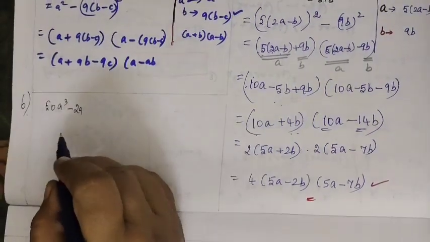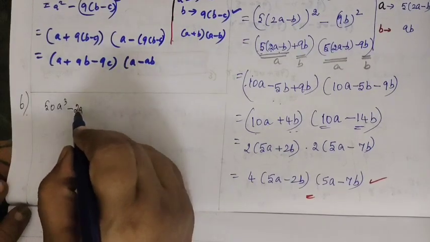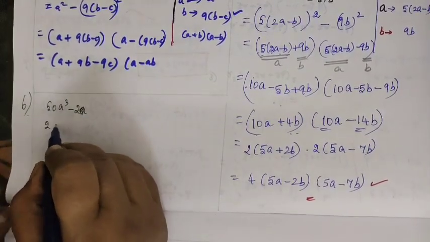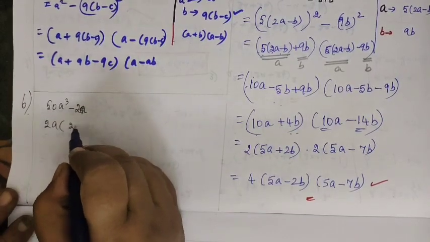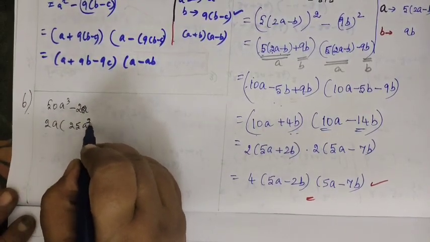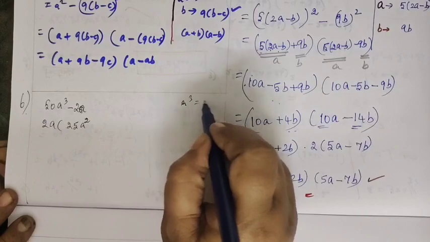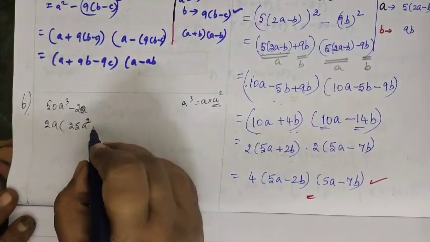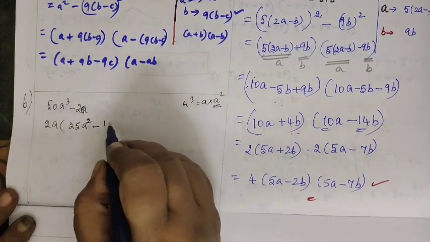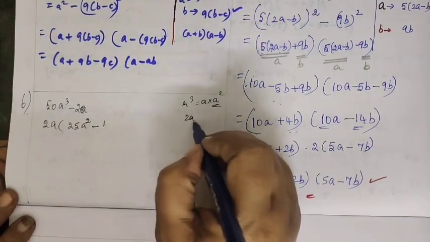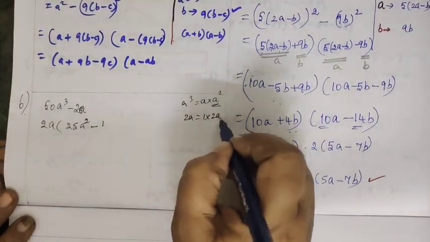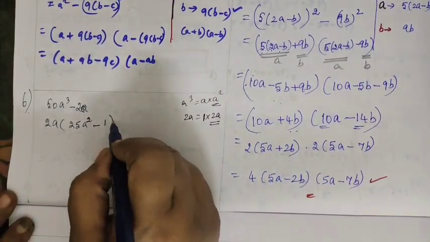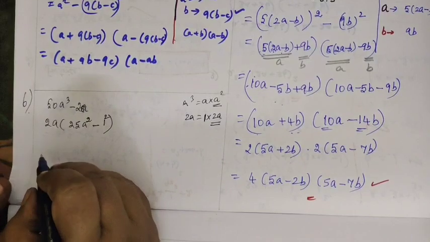Now question number 6, 50a cube minus 2a. So take 2 common, a also common. So 25a square. So a cube we have taken a common, so remaining a square. Then minus 1, because 2a is 1 into 2a. 2a we have taken outside, so remaining 1. 1 can be written as 1 square.